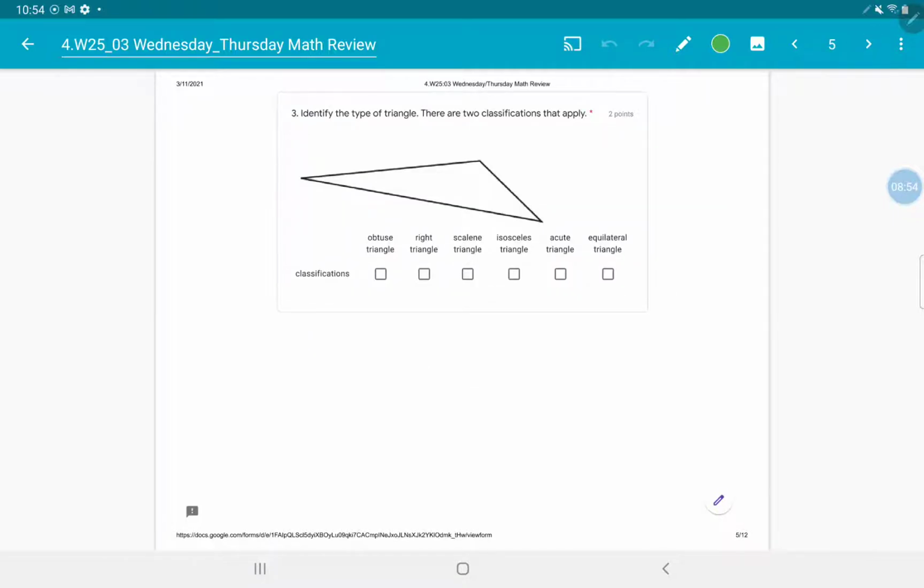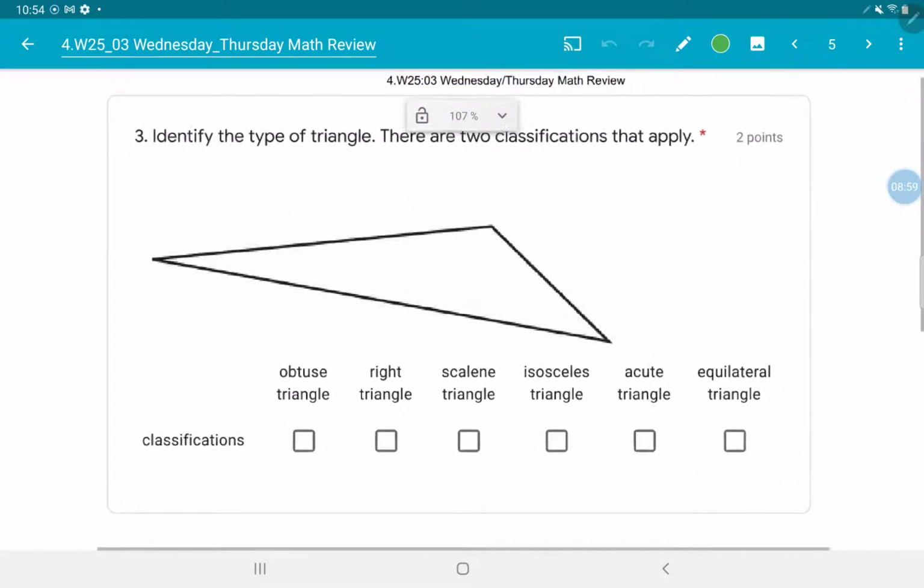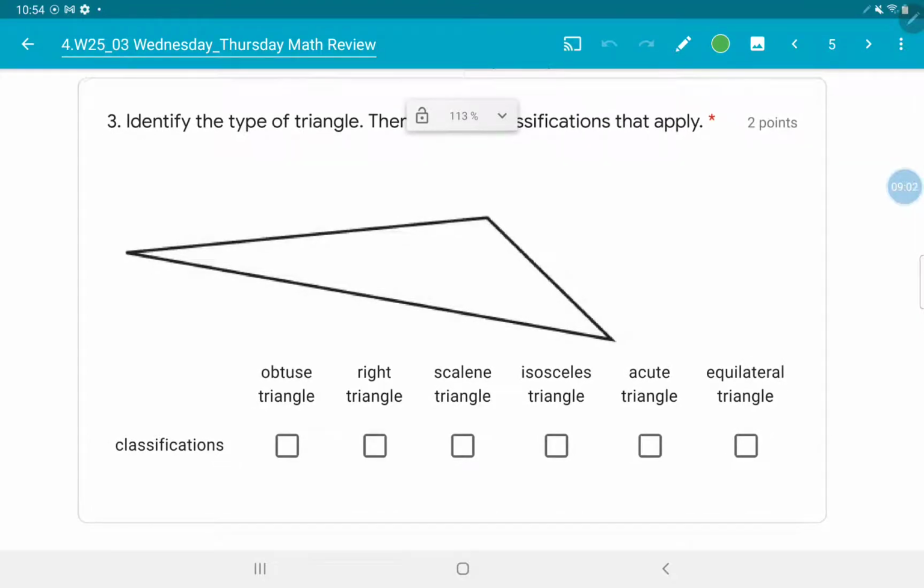All right, we have a triangle to classify. What are the 2 ways that we classify triangles, Ansley? The angles and the... So we look at the size of the angles, whether there's a right angle, an obtuse angle, or if they're all acute. And what's the other thing we look at? The length of what? The sides.